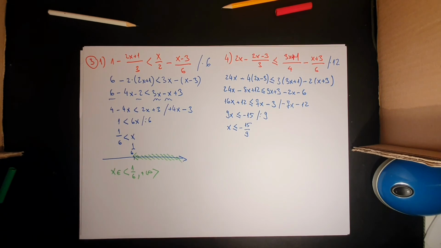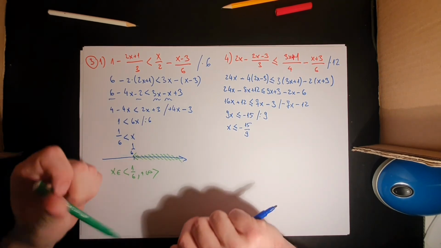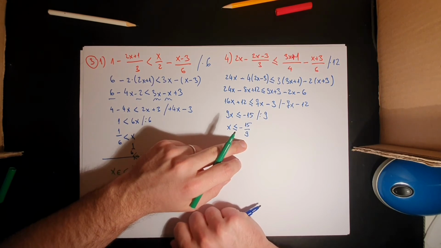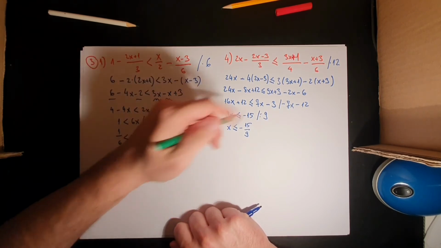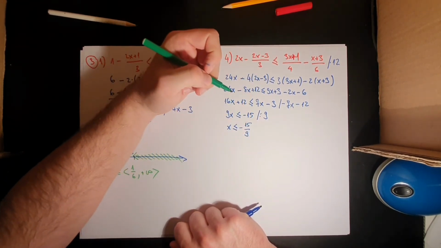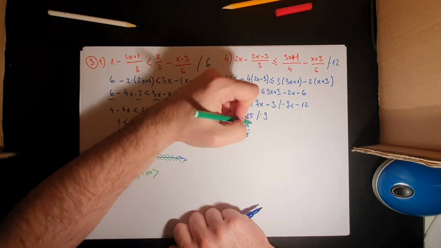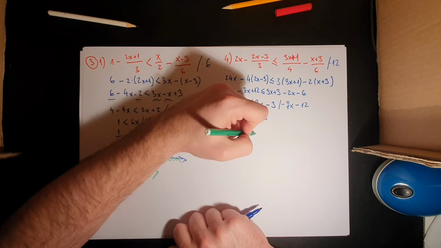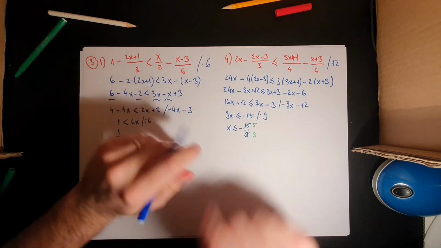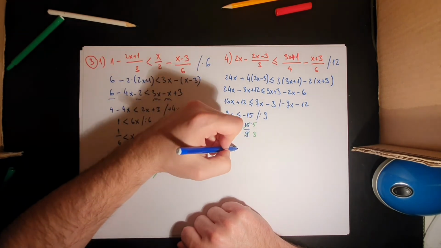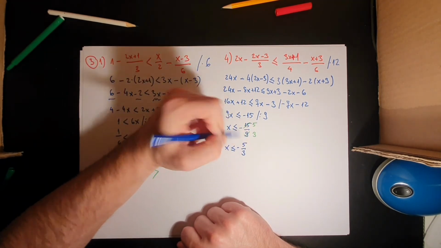Of course, this is not the end. You have to simplify the fraction as much as possible. So both of these numbers in the fraction are divisible by 3. So let's divide them by 3. So we're going to be left with 5 over 3 and minus ahead of it. So x is less or equal to minus 5 over 3.